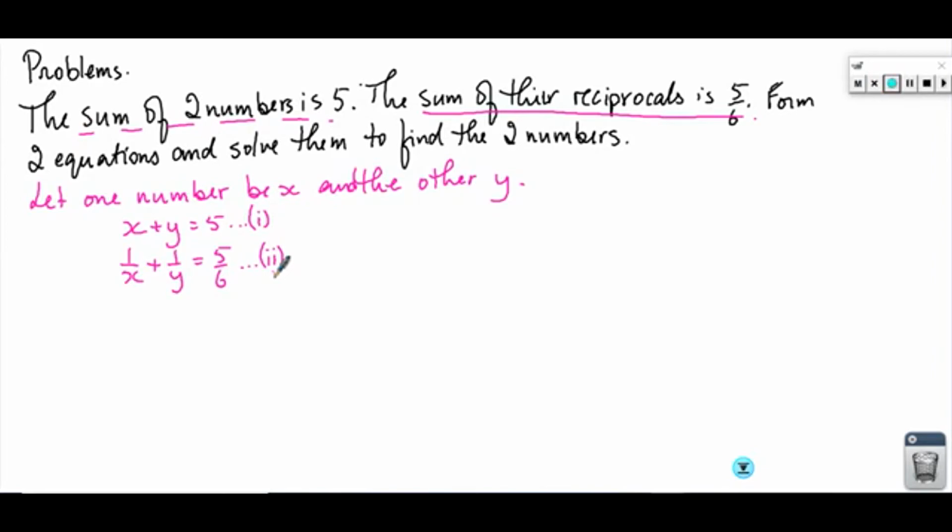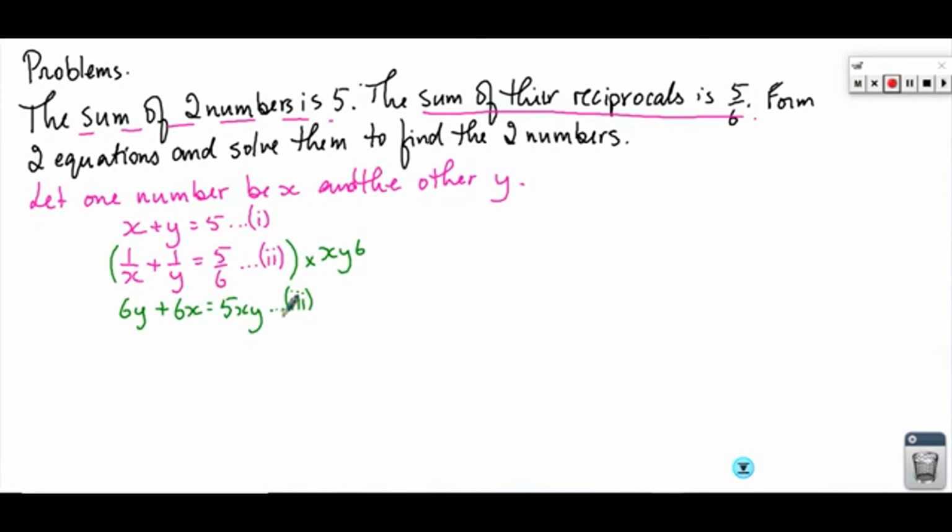So, if I have 1 on x plus 1 on y is 5 on 6, I am going to multiply this equation by the LCM, 6xy. Multiplying 1 on x by 6xy, x is eliminated, we get 6y, plus multiplying 1 on y by 6xy, y is eliminated, I get 6x, equals multiplying 5 on 6 by 6xy, 6 is eliminated, and we'll get 5xy. I'm going to call this equation number 3. So now we got x plus y is 5, and 6y plus 6x is equal to 5xy.